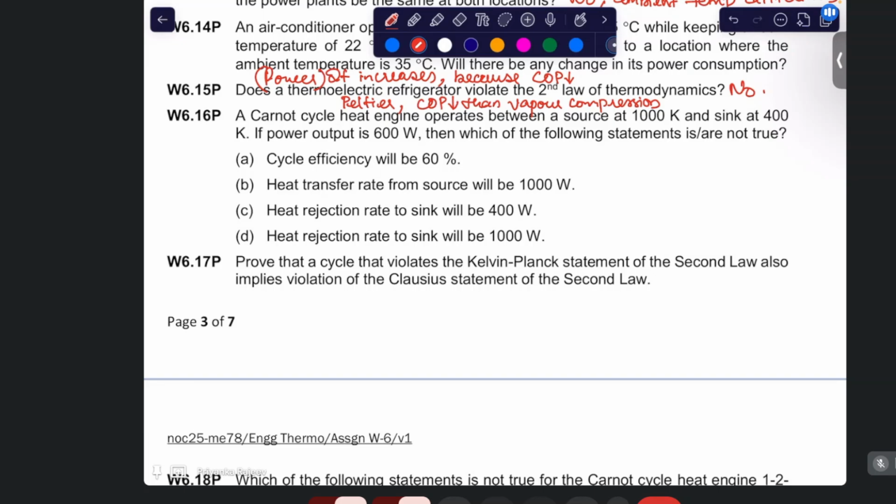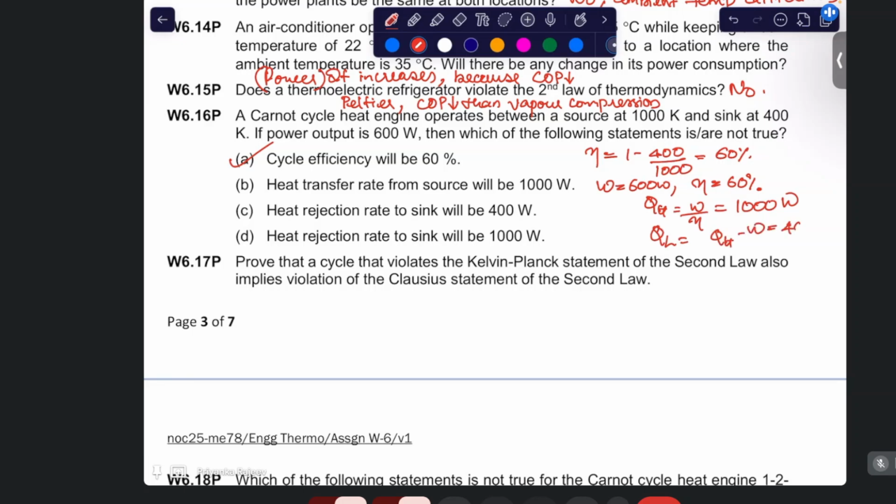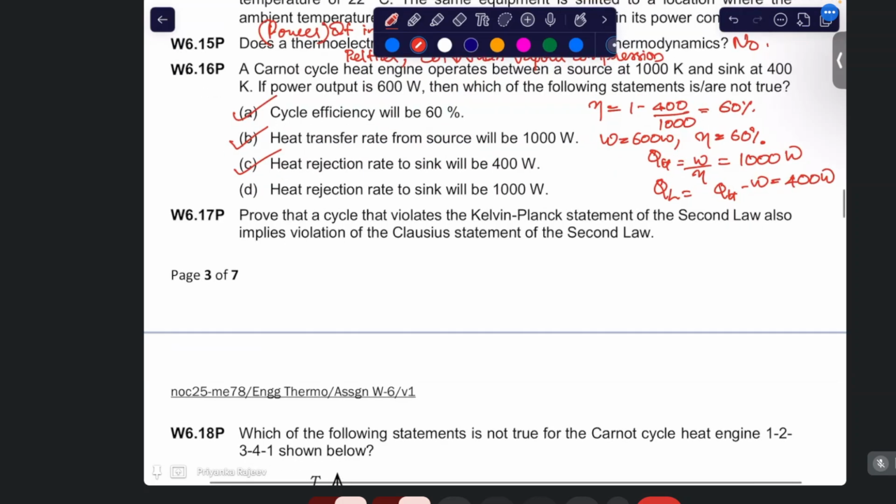Okay, so first we have to find efficiency. Efficiency equal to 1 minus 400 by 1000, TL by TH, equals 60%. So that's right. Now, if W equal to 600 watt and eta equal to 60%, then QH equal to W by eta equal to 1000 watt, and QL equal to QH minus W equal to 400 watt. So B and C both are true. Okay.